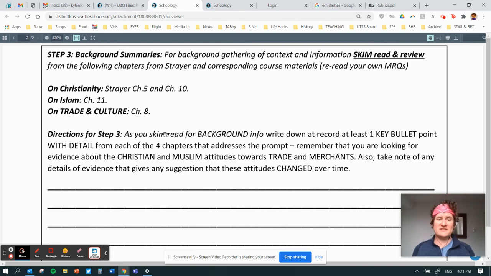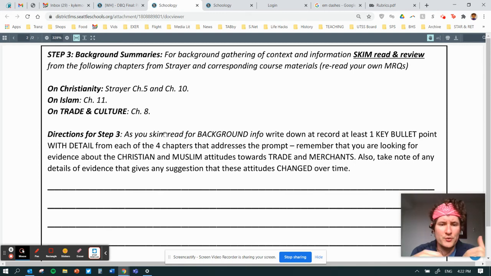On-level students, you have a choice of whether you want to spend time with the Strayer textbook some more, that is the AP honors textbook, or the Holt textbook. Those chapters are specifically referenced in your worksheet and can be found on the resources folder in our Schoology page. So for background gathering and context of this question, you're going to skim read and review some of the following chapters of our texts, as well as the corresponding course materials. That means I would encourage you to look back on and reread MRQs. So the chapters for Christianity, Islam, and trade and culture are listed there.